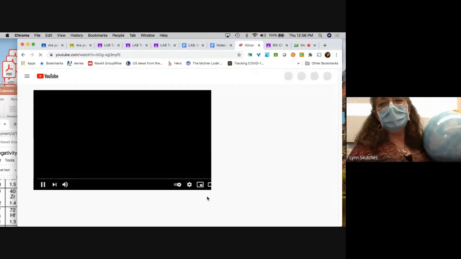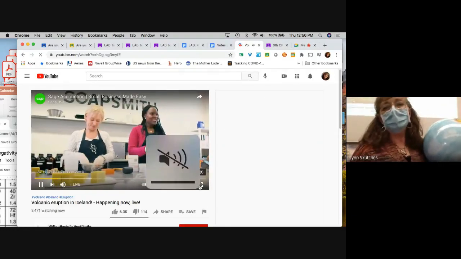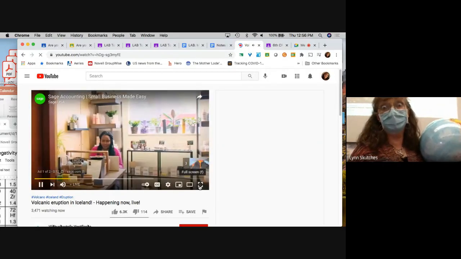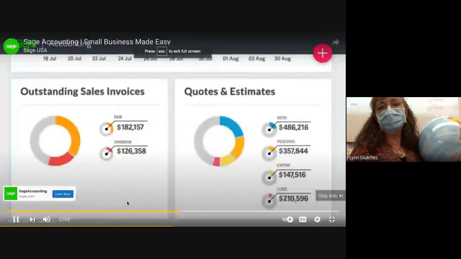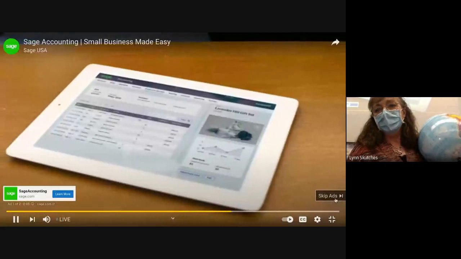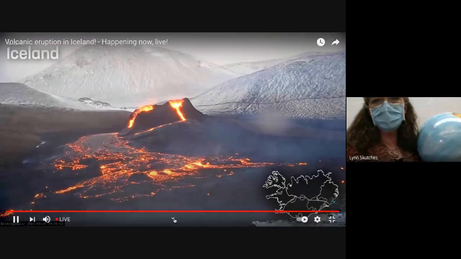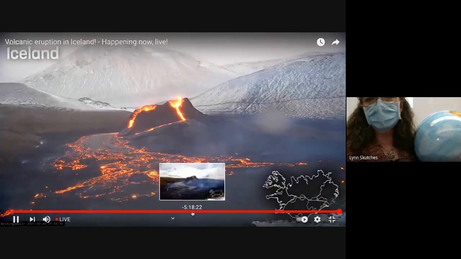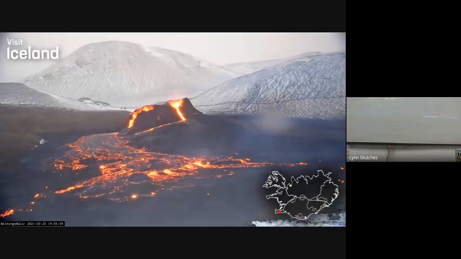They had like 54,000 earthquakes last month. That's a lot of earthquakes. So if you have a volcano going to erupt, that's one of the signs. And so there's actually a live stream you can watch of the volcano.